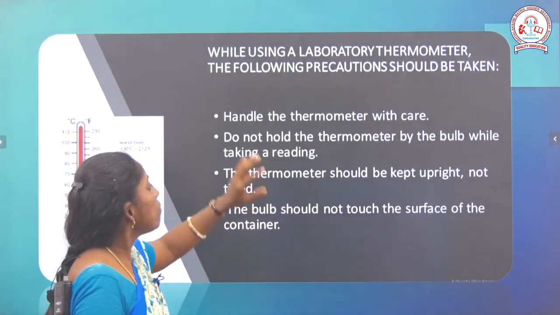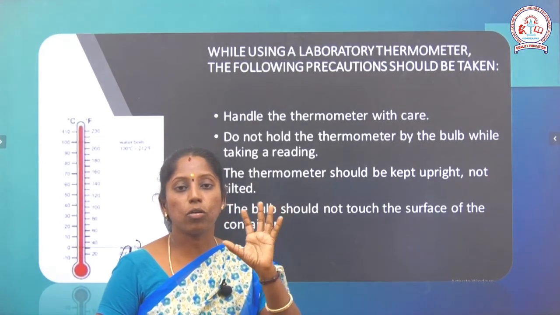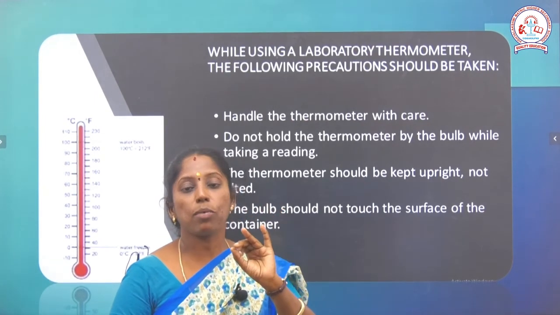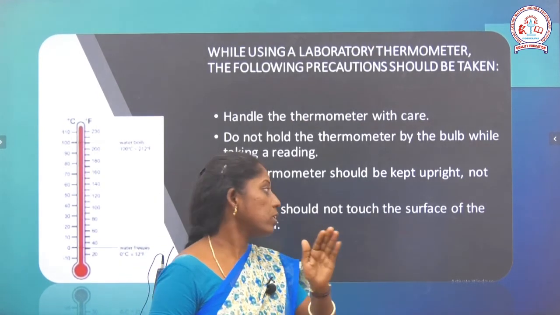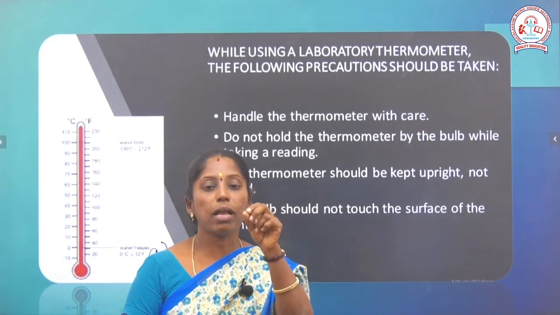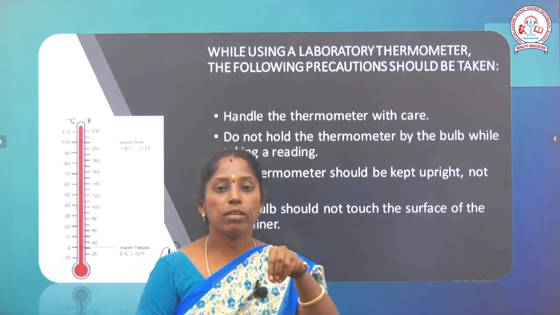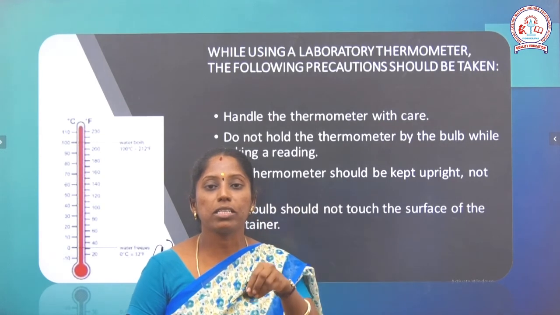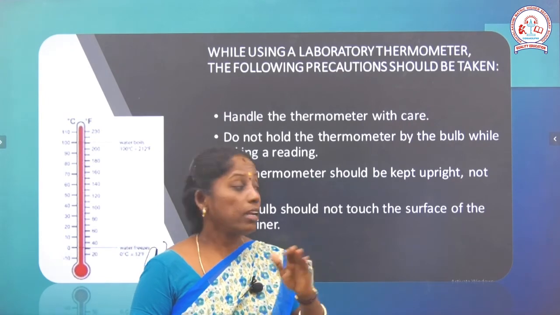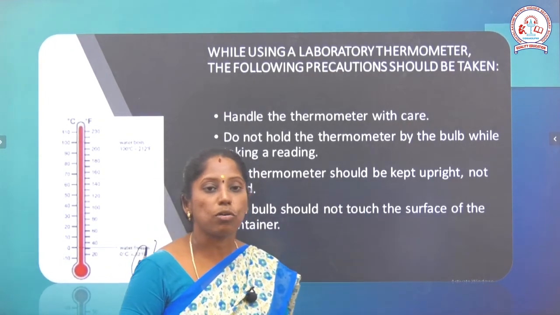What are they? First one, we handle it carefully. Second, do not hold it while taking the reading. Then third, we keep the thermometer upright, straight, not tilted. Then next, that mercury bulb should not touch the container. If you put it in liquids, suppose I keep water in the beaker, that bulb should touch the water only, not the container. It should not touch the surface of the container, only the water.